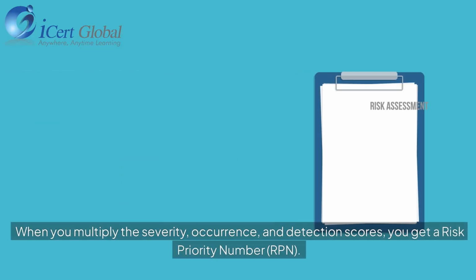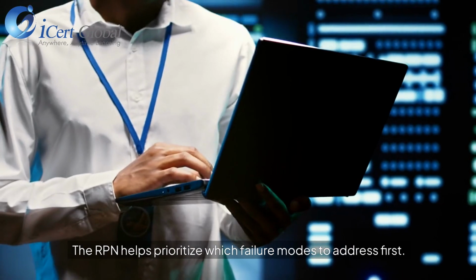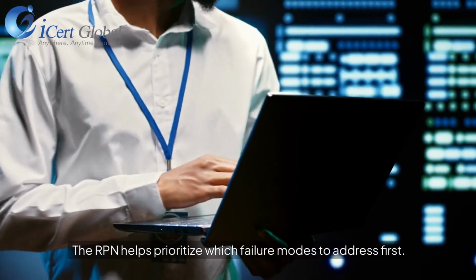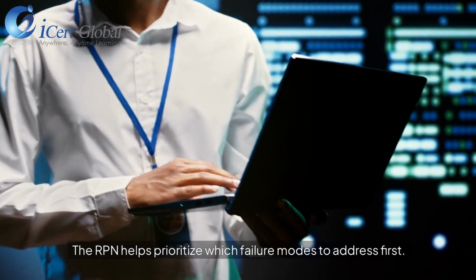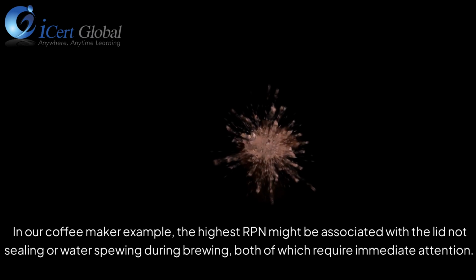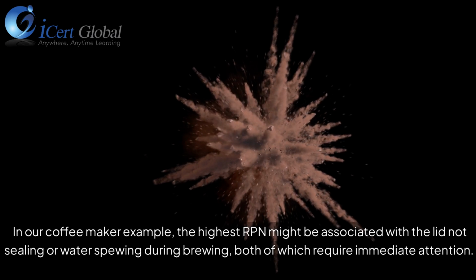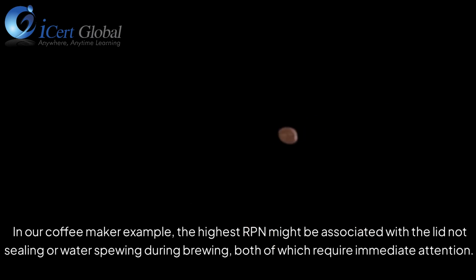When you multiply the severity, occurrence, and detection scores, you get a risk priority number, RPN. The RPN helps prioritize which failure modes to address first. In our coffee maker example, the highest RPN might be associated with the lid not sealing or water spewing during brewing, both of which require immediate attention.